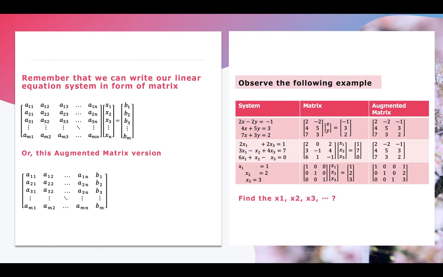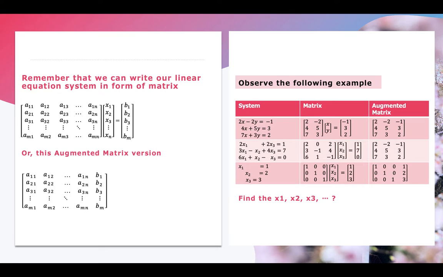This is matrix A, which consists of all the coefficients of your linear equation system, and then the matrix X consists of all variables of your linear equation system, and matrix B, which is the solution of your linear equation system. Or you can also write it in the form of an augmented matrix. It means you combine the coefficient matrix and also the matrix B all together, and you don't have to write the matrix X.